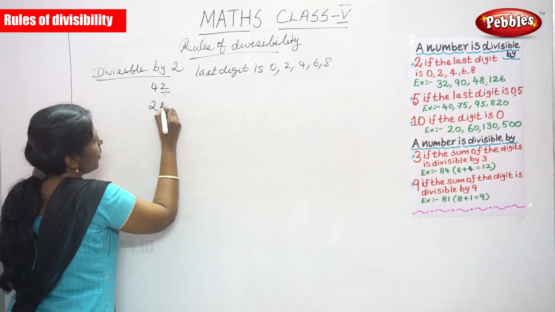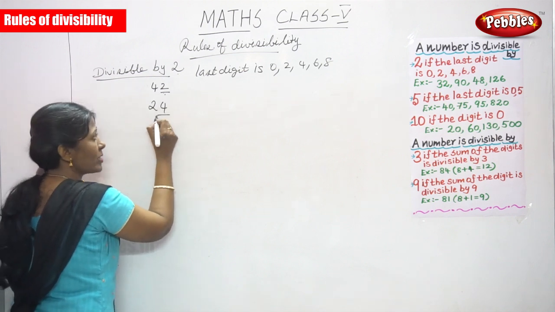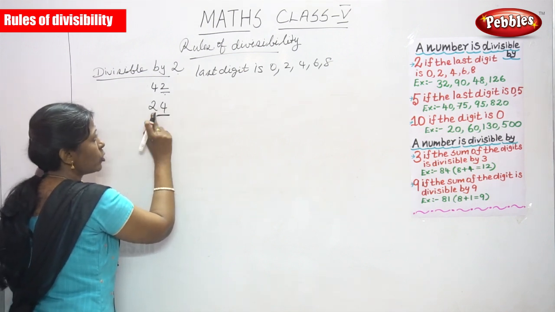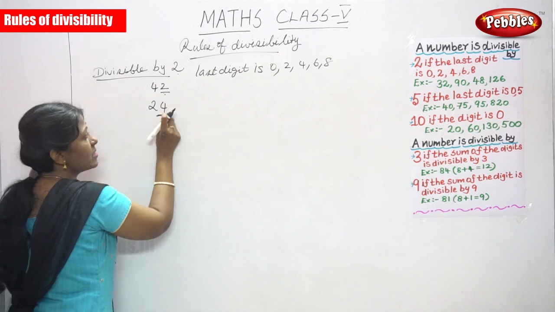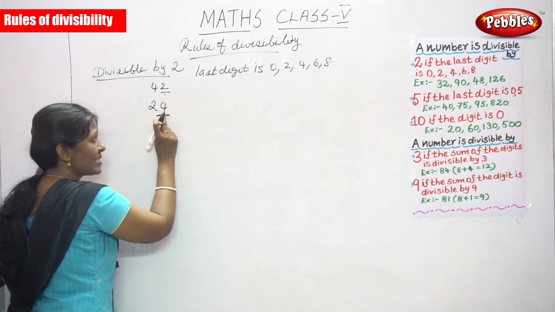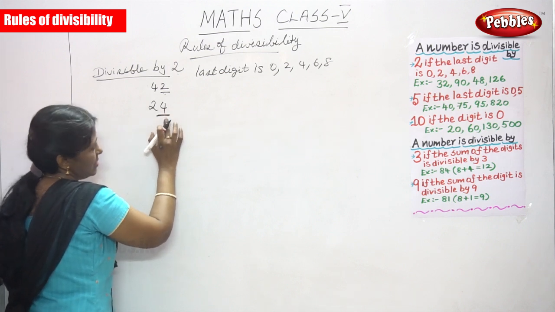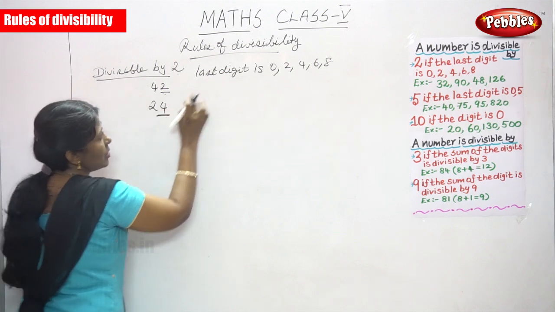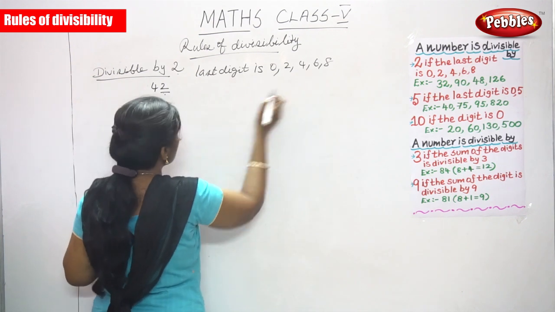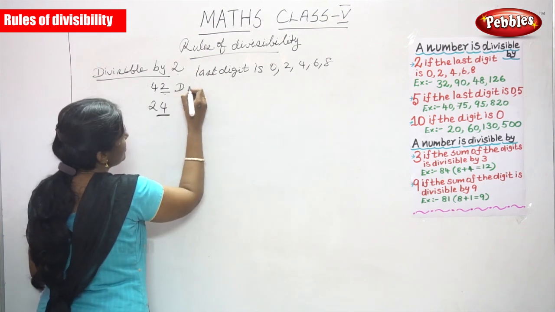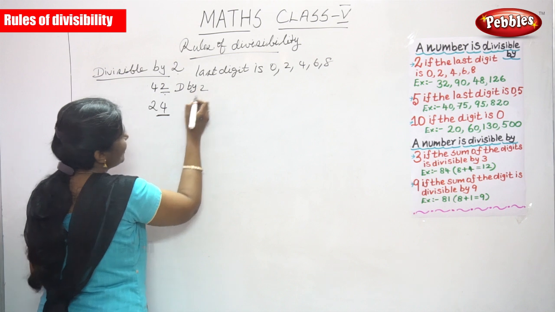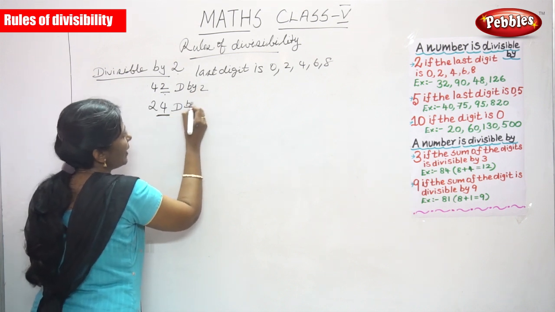Next is 24. What is the last digit? In the ones place, what is the value? 4. That is the last digit. So the last digit is 4, and it is divisible by 2.